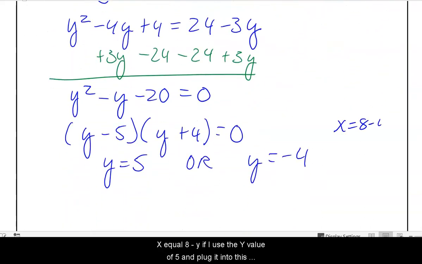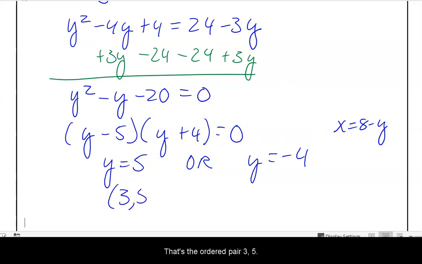X equals 8 minus y. If I use the y value of 5 and plug it into this equation, 8 minus 5 gives me 3. That's the ordered pair (3, 5).